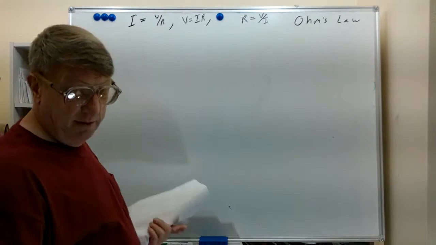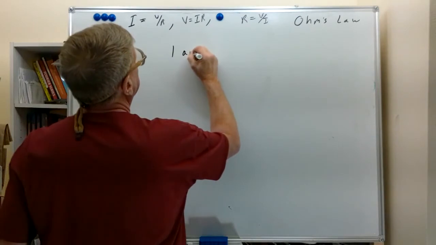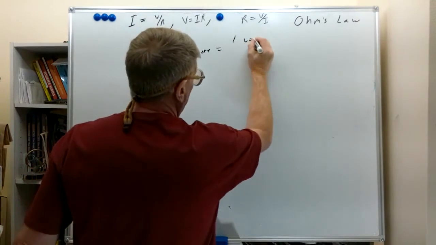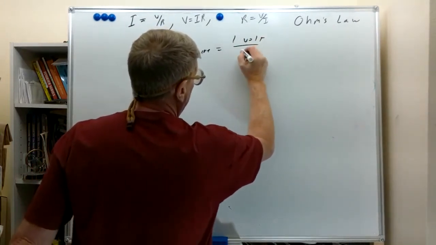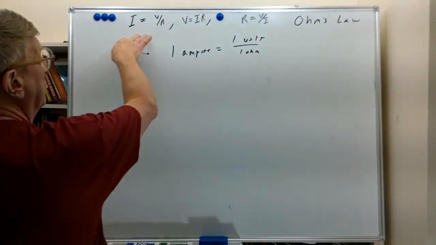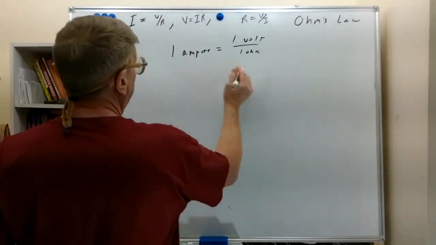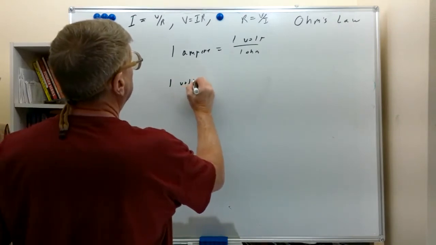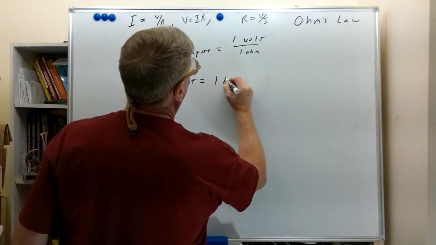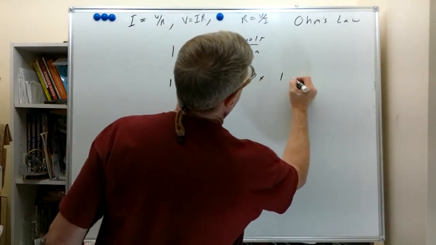We're going to talk a little bit about practical units. If we have 1 ampere, that's equal to 1 volt divided by 1 ohm, which you can see is basically this first equation: 1 amp, 1 volt divided by 1 ohm. By the same token, 1 volt is equal to 1 amp, 1 ampere, times 1 ohm.